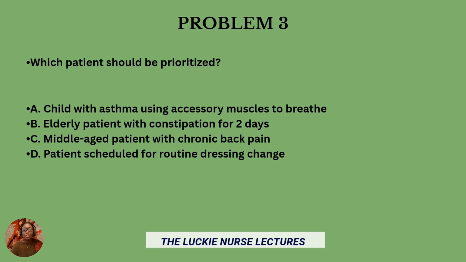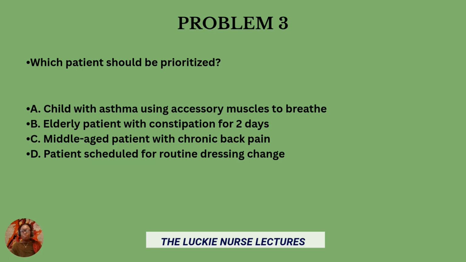Option C, a middle-aged patient with chronic back pain. Again, when we look at the language in this option, the word chronic is there, which already means this is not an acute issue. This is not critical. It's not something that had a rapid onset. So this can kind of wait while we deal with other patients.